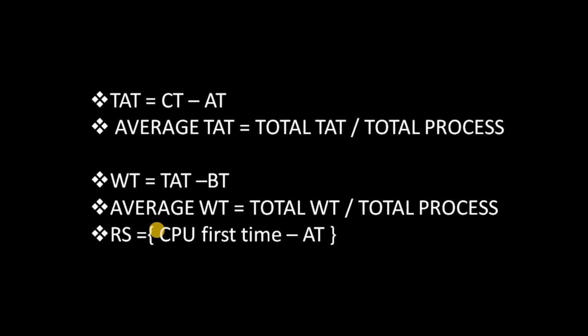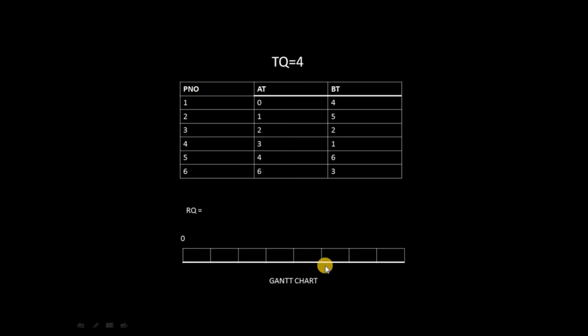So let's move on. Here are three formulas for calculating them. First one is the turnaround time. Turnaround time equals completion time minus arrival time, and waiting time equals turnaround time minus burst time, and the response time equals CPU first time minus arrival time. So here is the example. I took time quantum's value 4 and took 6 processes with arrival time and burst time.